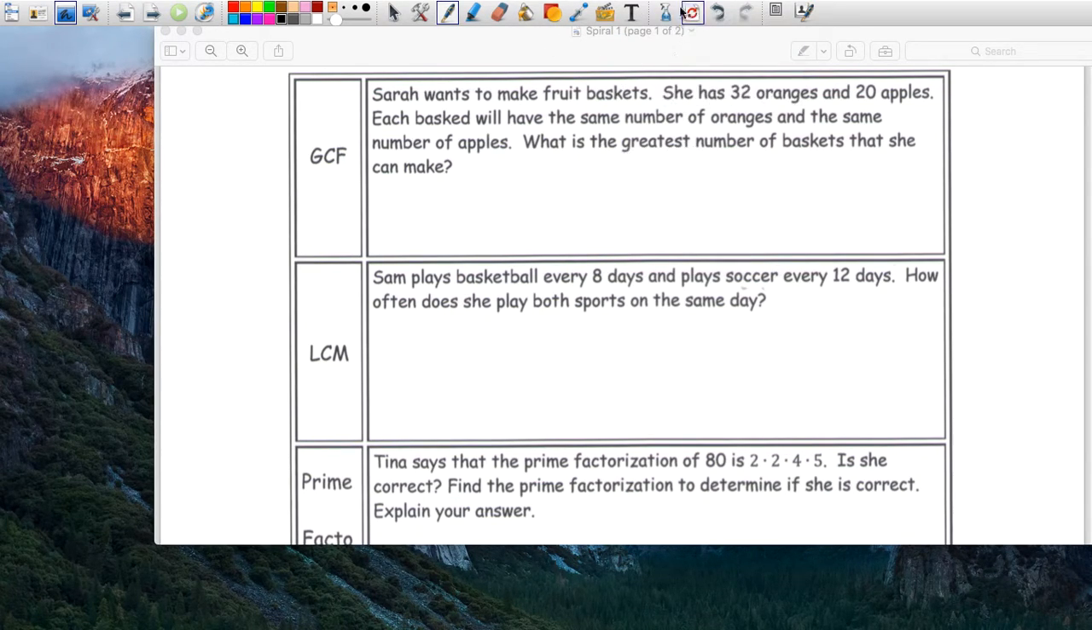So let's find out how many baskets you can make. Let's use the ladder method. 32, 20. Let's pick a number. I can use 4. 4 goes into 32 8 times, and into 20 5 times. Can I go on? No, I can't. So my GCF is 4, and GCF is the greatest number of baskets I can make. Let's just see if that works.